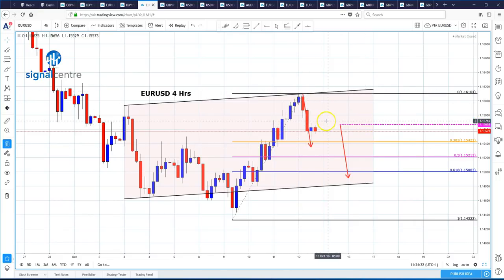So AB equals CD takes us down towards 115, the figure, which is the 61.8% pullback level. There's then 114.91, and then trendline support at 114.83. So this zone, as far as we're concerned, is quite a good buy zone for medium-term players for a stronger move to the upside.